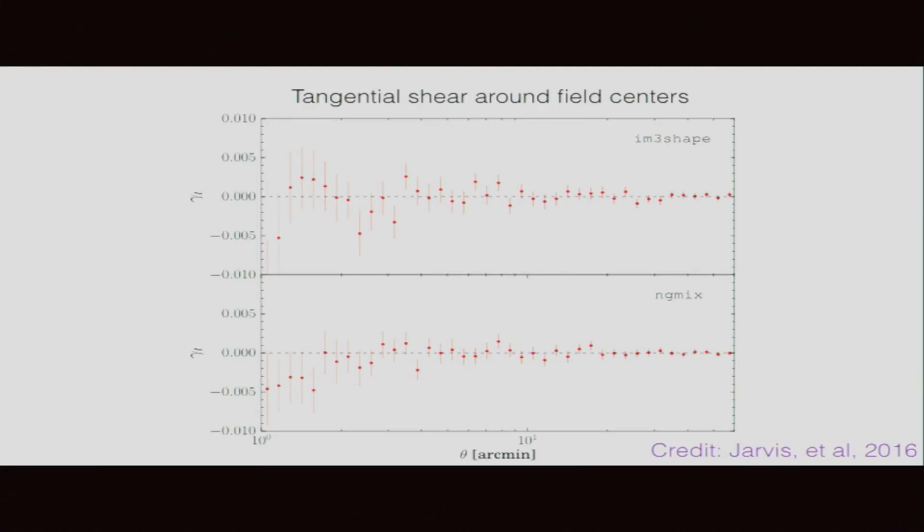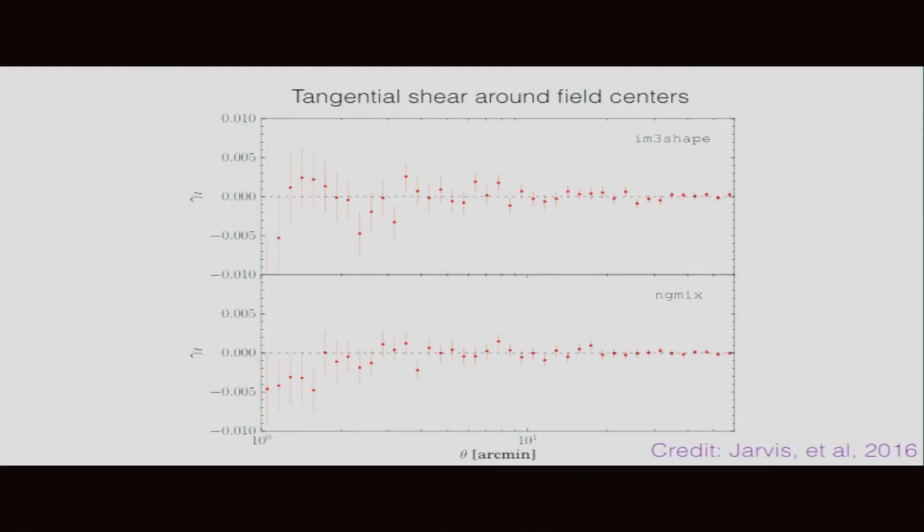Here's another one that no one mentioned. That's one of those kind of secondary or tertiary results. So tangential shear around the centers of all your pointings, right? Tangential shear is the shapes of galaxies oriented relative to some central point. Usually we do this with lenses, right? So we have big galaxies or galaxy clusters as our lenses, and we look for the tangential shear around them.